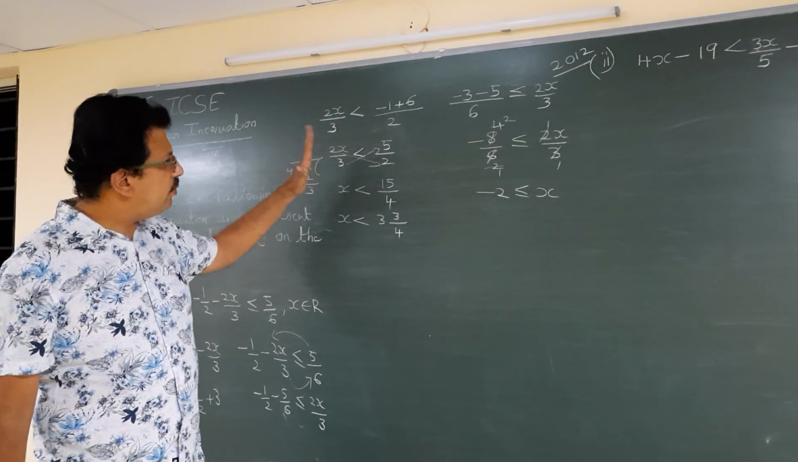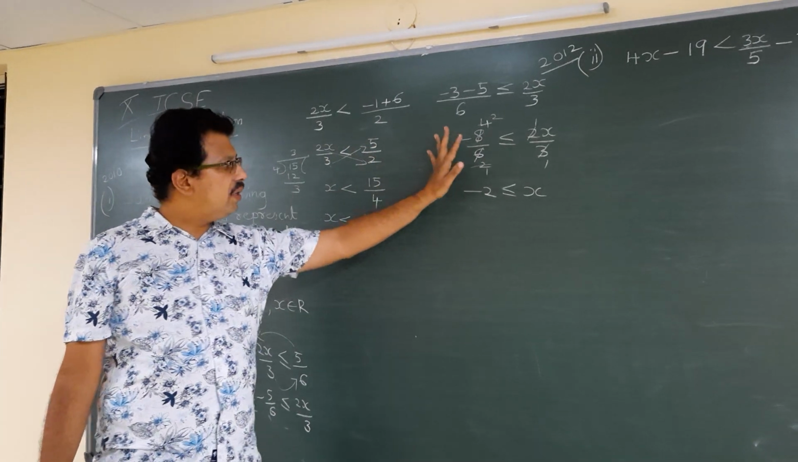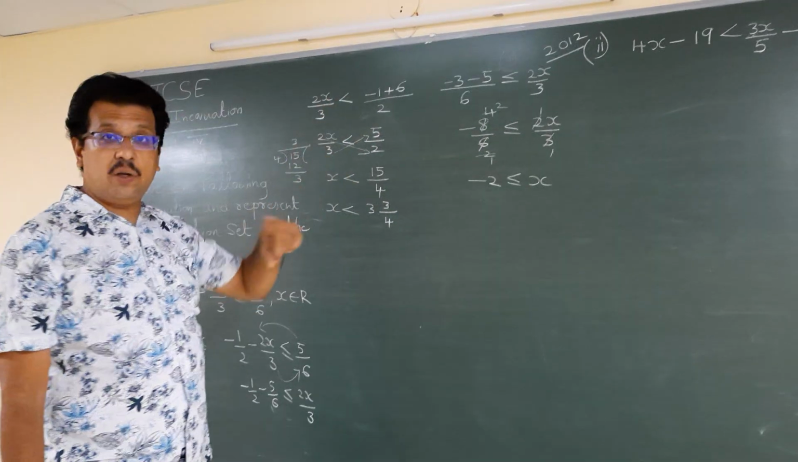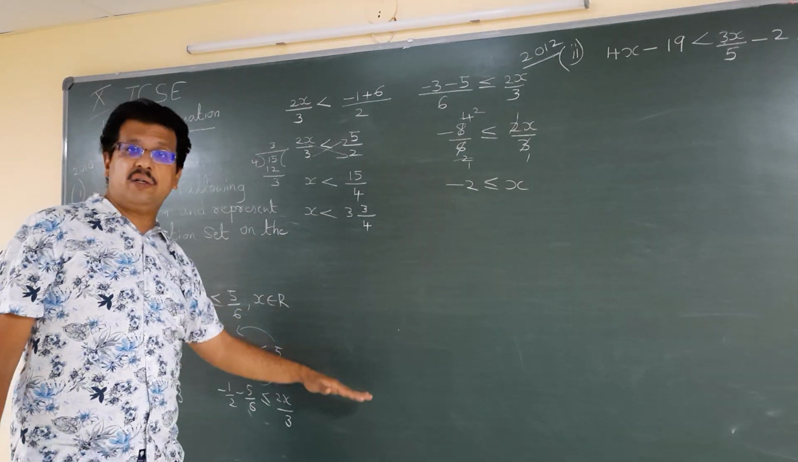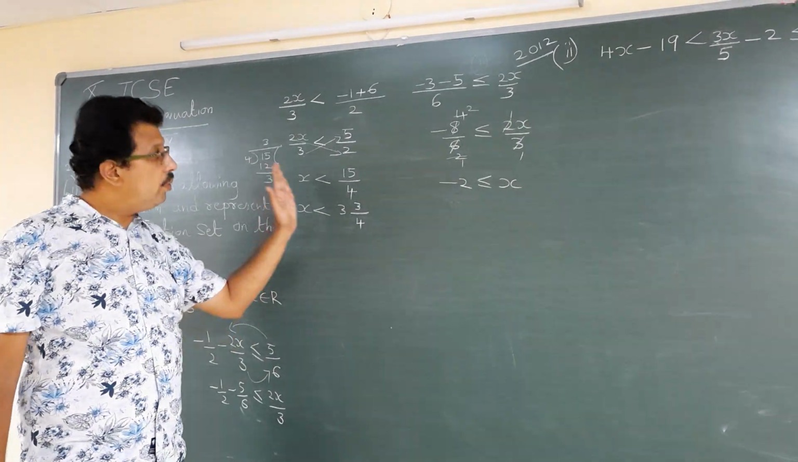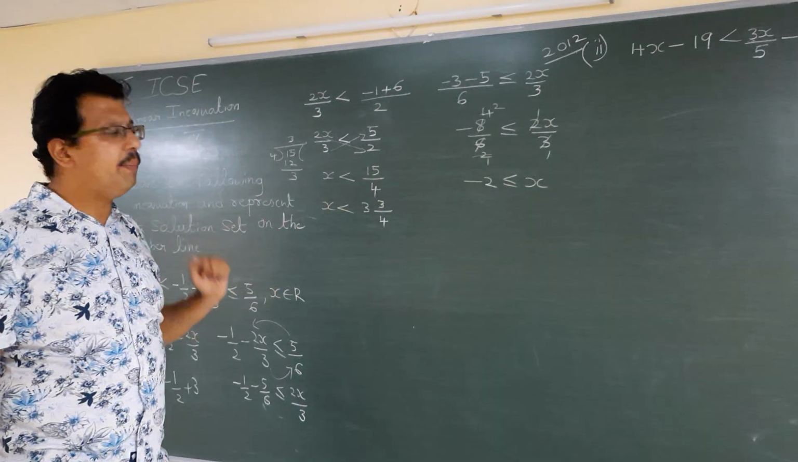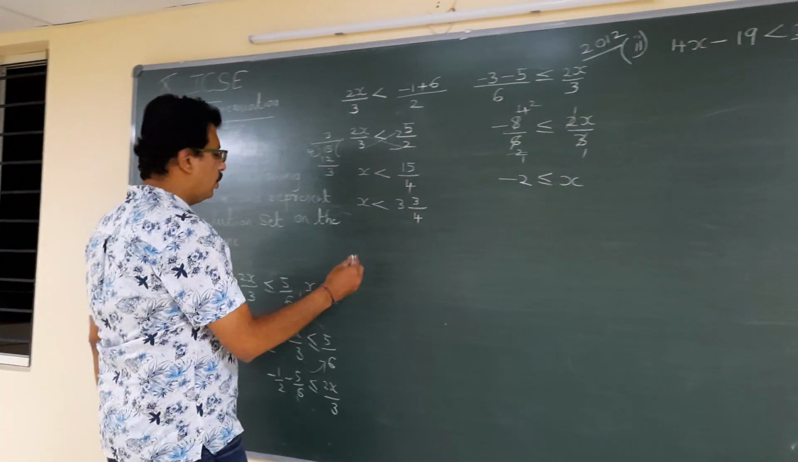Or sometimes you made one mistake, you have done one inequation correct, the other inequation is wrong, you may get 1 mark. But the other 2 marks will be 0 for you. So you have to do the two inequations correctly, and then you have to combine them. That is called the solution set.